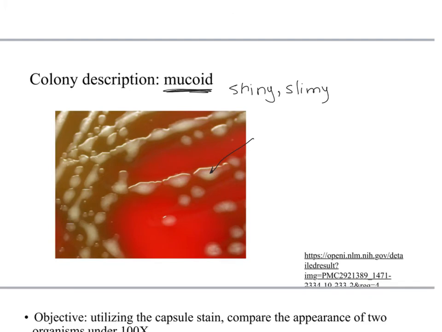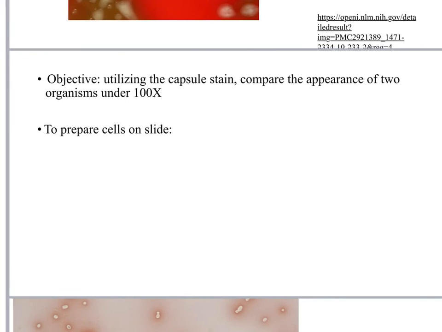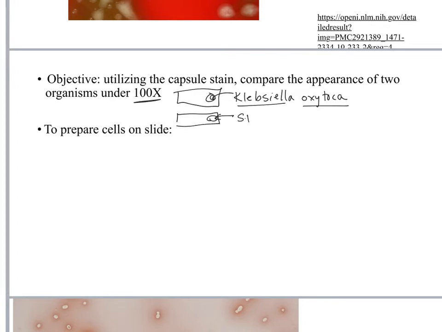Okay, so today you are going to try to capsule stain 2 different organisms. We're going to look at them under that oil immersion. We are going to do one slide that we're going to mix in some Klebsiella oxytoca. Okay, Klebsiella is a genera of organisms that usually make a nice thick capsule. But we're going to compare that on a second slide with our Staphylococcus epidermidis.